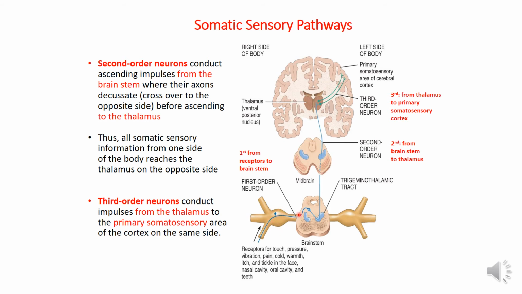Then the first order neuron enters into the brainstem and synapses here with the sensory nucleus. Then the second order neuron ascends on the opposite side in the trigemino-thalamic tract to terminate in the thalamus. So that is the first order neuron, the second order neuron. And then we have the third order neuron arising from the thalamus to the primary somatic sensory area. That is the trigemino-thalamic pathway, or the trigemino-thalamic tract, for the sensation coming from the face and head.